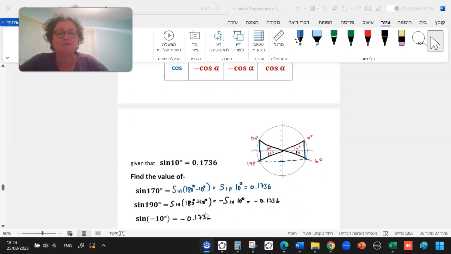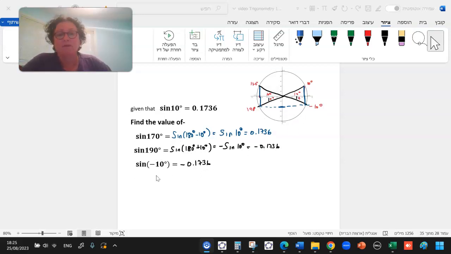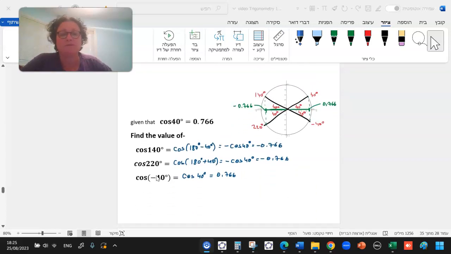Let's see some examples that use these rules. This is a solved example where we're given the sine of 10 degrees and use that to find sine of 170, which is 180 minus 10, the sine of 190, which is 180 plus 10, and the sine of minus 10. This is an example of finding cosine values. Using the value of cosine 40, we can find another 3 values in the 3 other quadrants.